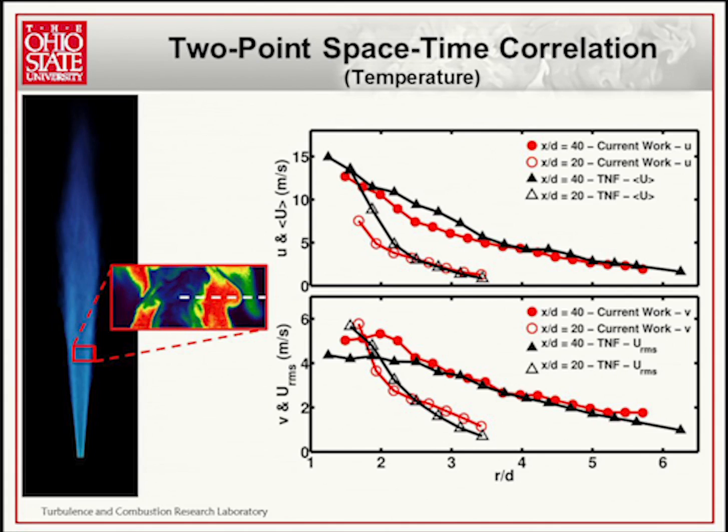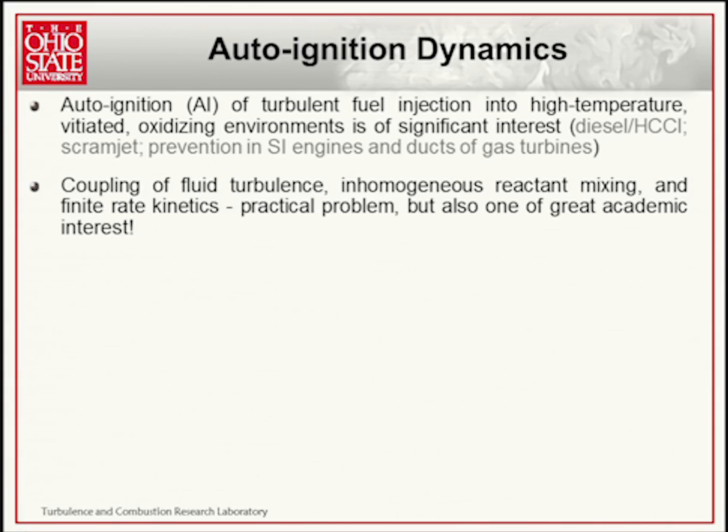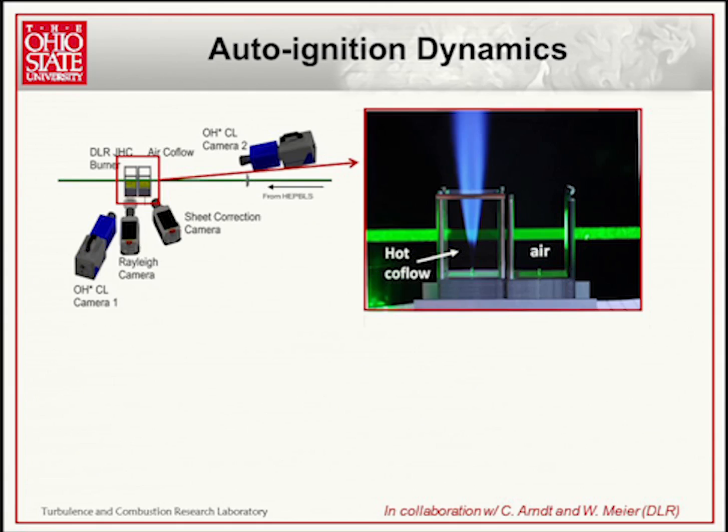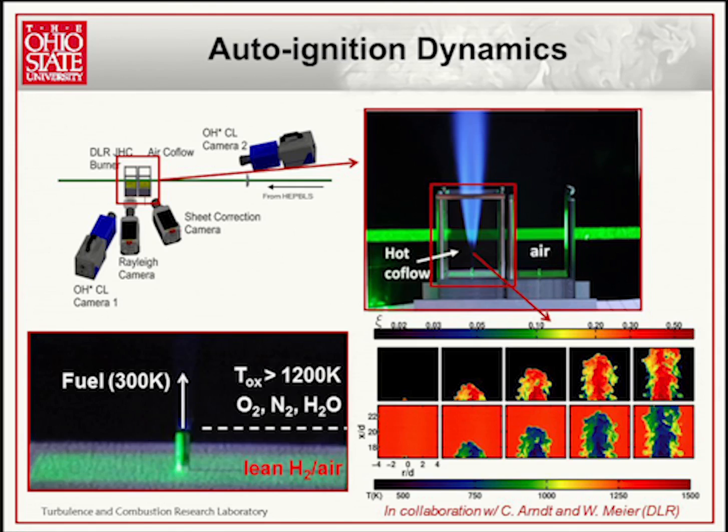And I know I'm running out of time, but I do want to show one or two slides from a collaboration I had with Wolfgang on auto-ignition dynamics. Why did we want to study this? Well, this nice work by Christoph Arndt and Wolfgang showed that auto-ignition is temporally repeatable but spatially intermittent. And so the goal was to look at the role of mixing fluctuations.